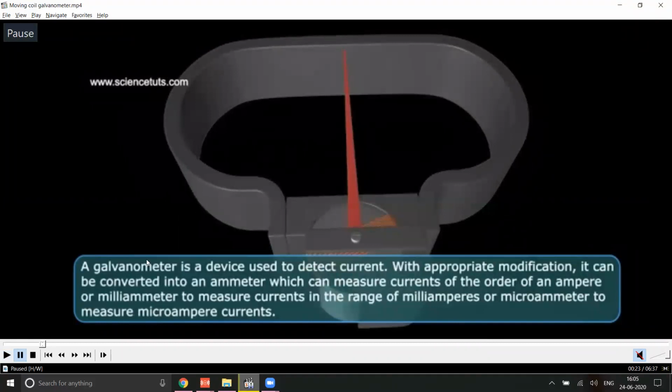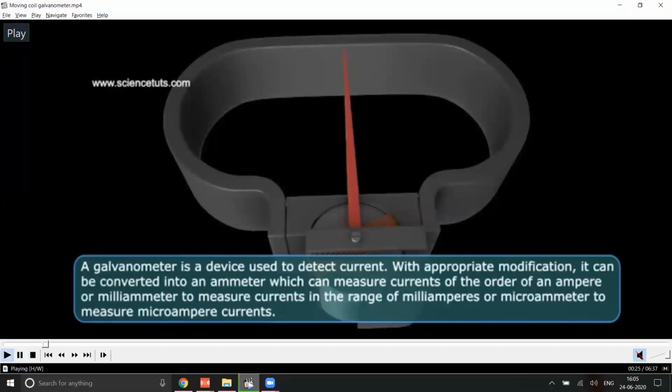Now see what is given here. A galvanometer is a device that is used to detect current. So it's a sensor. With appropriate modification, it can be converted into an ammeter or a voltmeter, depending on what requirements you have. That I will explain later. As of now, concentrate on the principle of this. If you want me to repeat any part of the video, let me know.